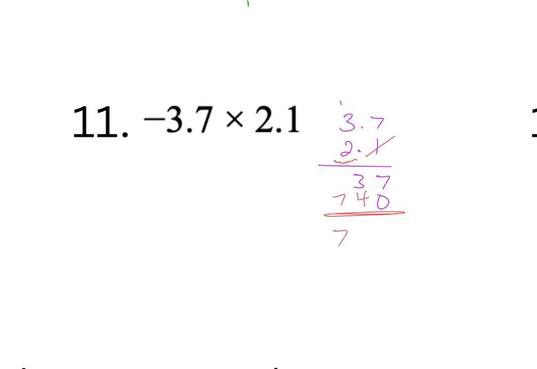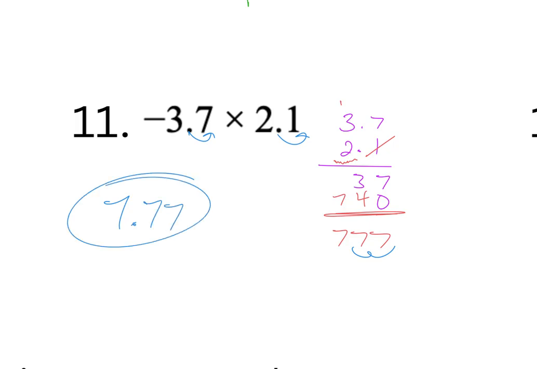And so you get 2 times 37 is 74. Add that all up, you get 777. We move the decimal place twice, so that's our answer right there.